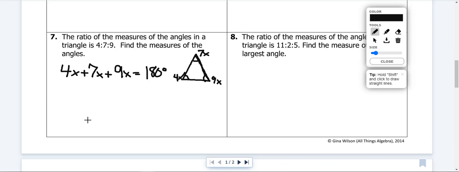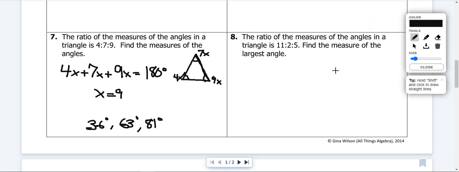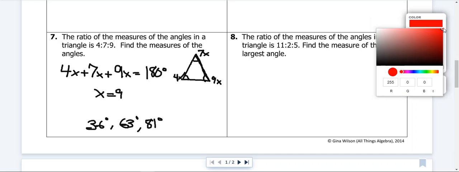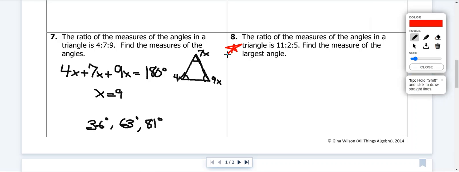You should get x is equal to 9, and the measures of the angles would be 36 degrees, 63 degrees, and 81 degrees, which if you add back together equal 180. Why don't you try problem number 8?